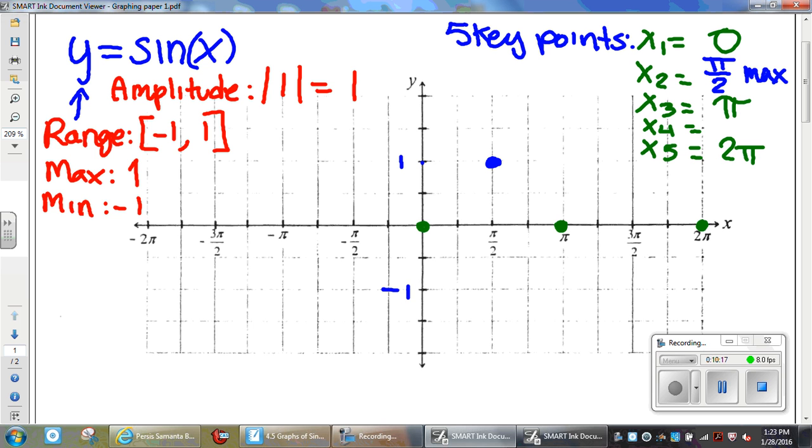And now the point that is in between the last two x-intercepts, which is 3 pi over 2, will be the minimum. So the y value will be at -1. In fact, the minimum y value happens at 3 pi over 2. Now I'm going to connect them with a curve.